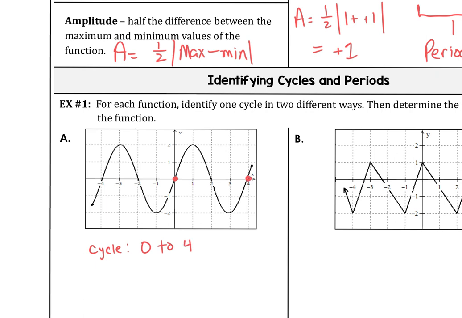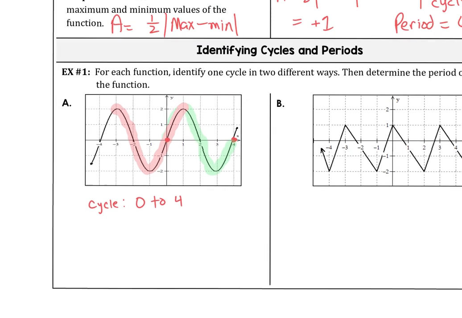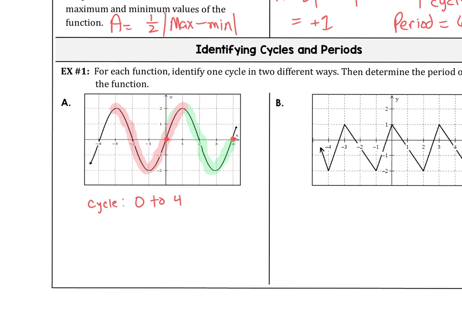I'm going to highlight it: it takes us all the way from here, down here, repeat it, and then bam. So if you look along the x-axis, it takes us 4. Now you could also say, what if we start here at -3? Now I need to get back to the top here, which from -3, that red line now takes us to 1. So the second way we could identify it would be a cycle from -3 to 1.